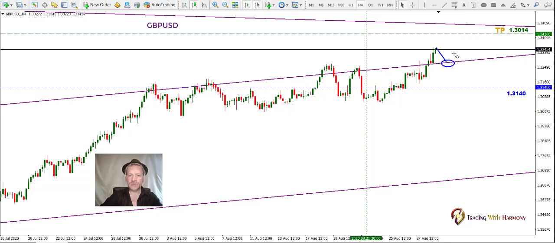But if it actually breaks through this level here, that it definitely is going to hold at this level here, I'll be looking for price then to come up and hit our TP, being the 1.3014 for this week and beyond in the pound dollar.